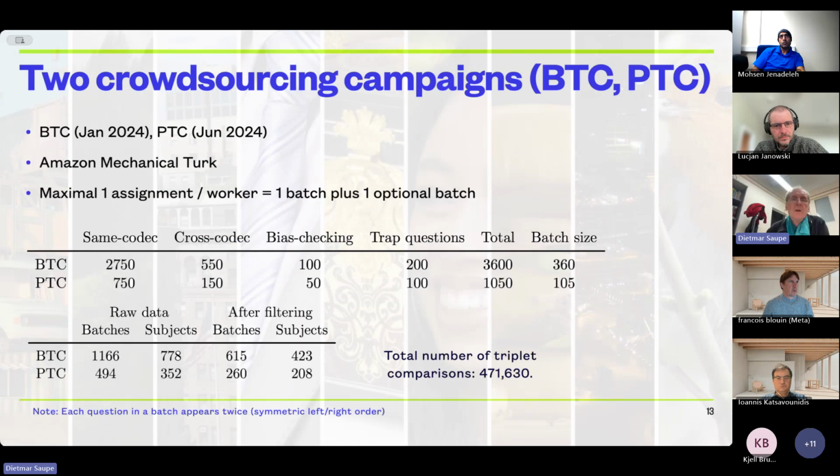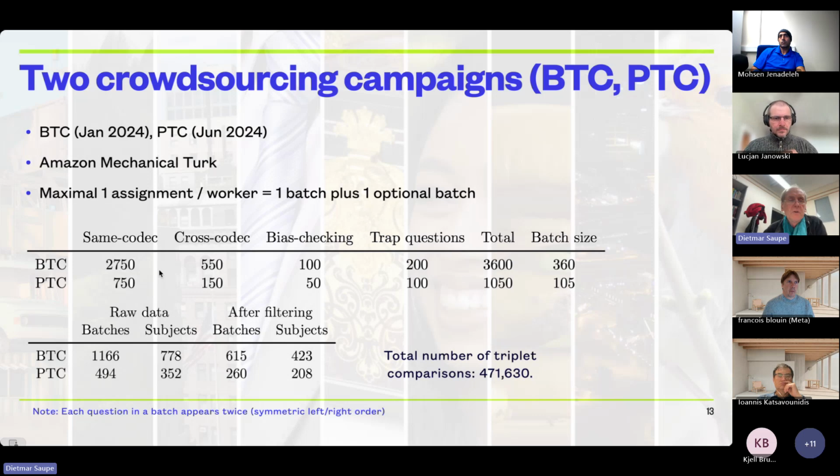For this, we applied 2 crowdsourcing campaigns on mTurk. The first one was in January this year, and the second, for plain triplet comparison, was in June. We divided the questions into batches, and we allowed one worker to do only 2 batches. One was the minimum, and then if they wanted, they could do one more batch in the same session. And we used different types of questions.